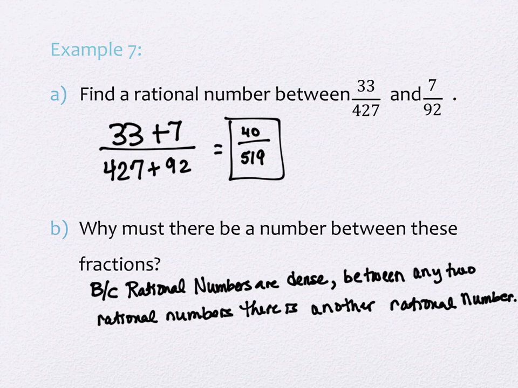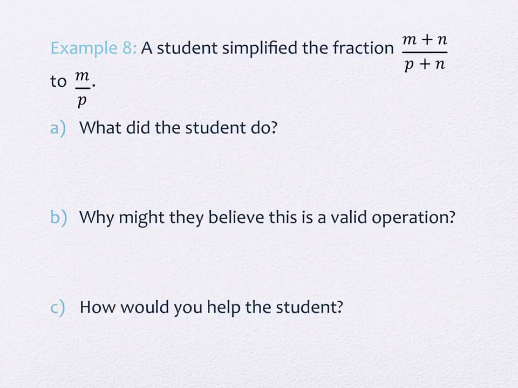Okay, we're going to take a look at a student error kind of problem. We have a fraction given to us as m plus n over p plus n. And a student reduces the fraction to m over p. So the first thing I'd like for you to consider, because if you get a student's work and they've done something like this, you probably first should figure out, what did they do? Because if you can figure out what they did, you can usually help them to understand why it didn't work, if something was done wrong. So what did they do?